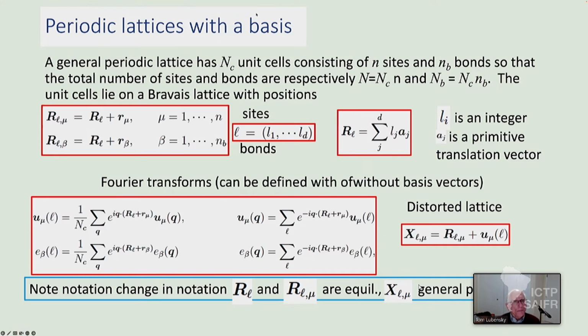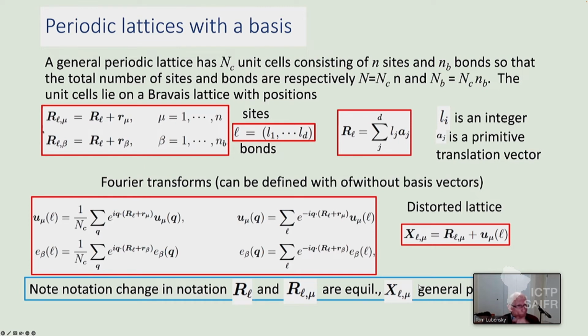We've looked at the general properties of the whole lattice. Now let's look at the periodic lattice with a basis. So now we can do a Fourier transform. We have a general periodic lattice with NC unit cells of little n sites and little nb bonds, so that the total number of sites is the number of unit cells times the number of sites in the cell, and NB is equal to the number of unit cells times the number of bonds.